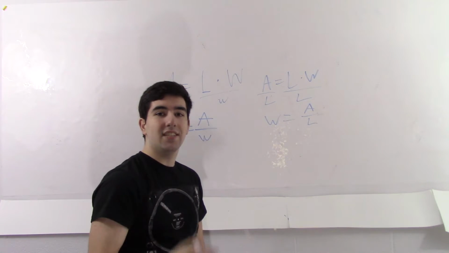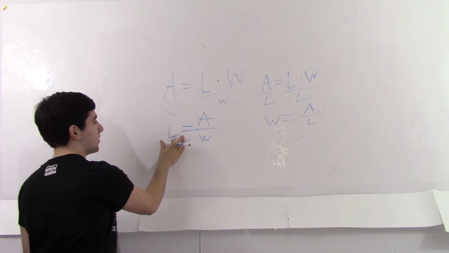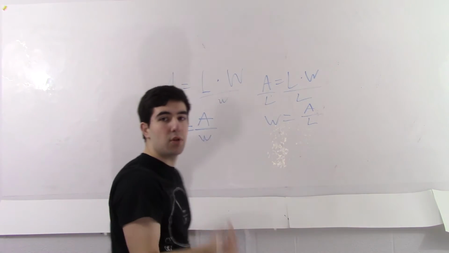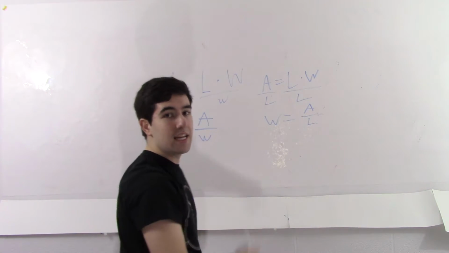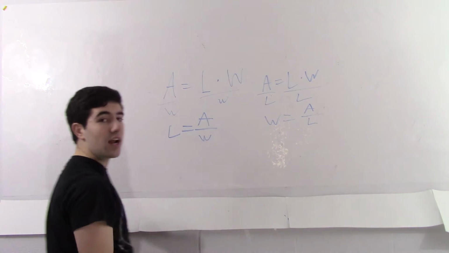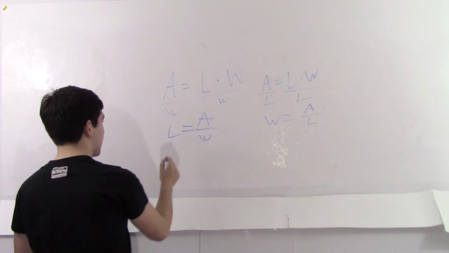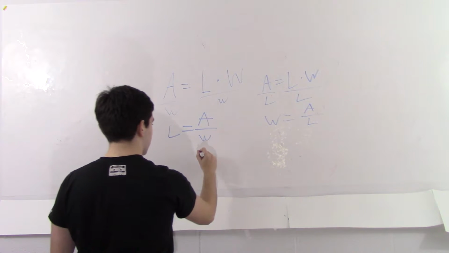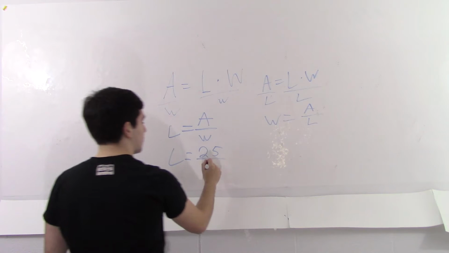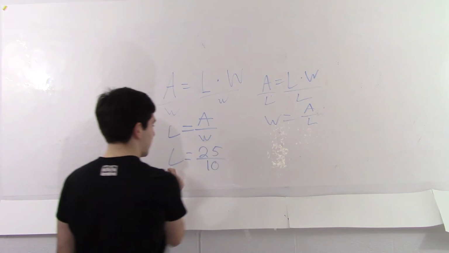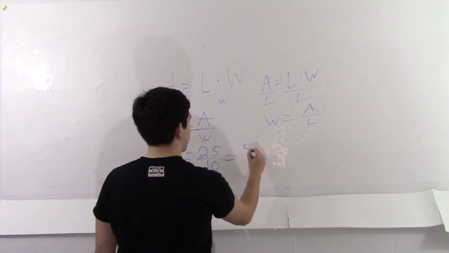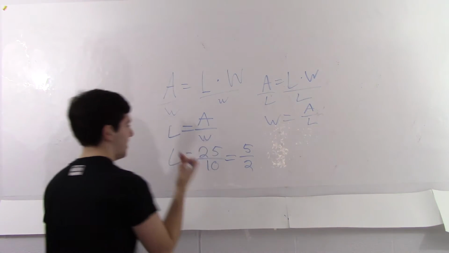This is a really easy way to figure out what something specifically equals when you need to plug in numbers. It's much easier than plugging it into the original formula. Here's why. If I'm trying to find the length, and I know that the area is 25 and the width is 10, 25 divided by 10 is our length. You can simplify this to 5 over 2. That would be our length.